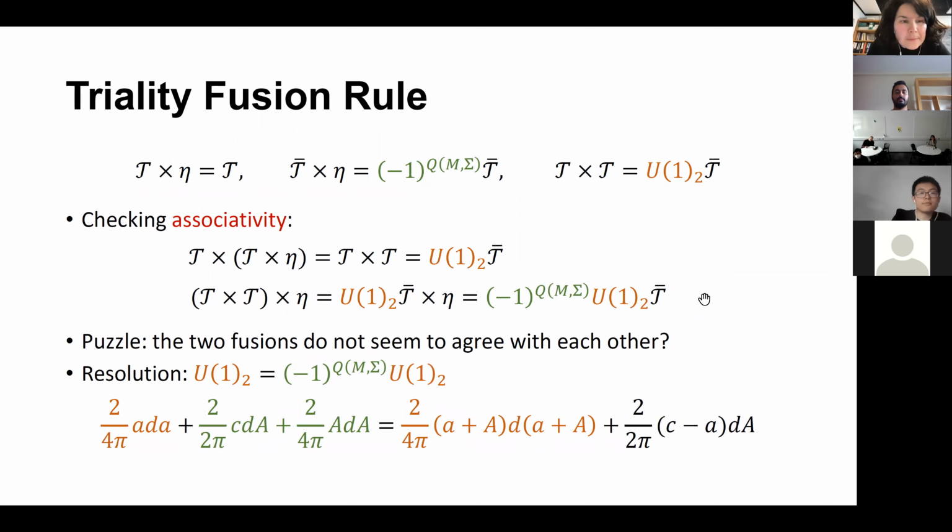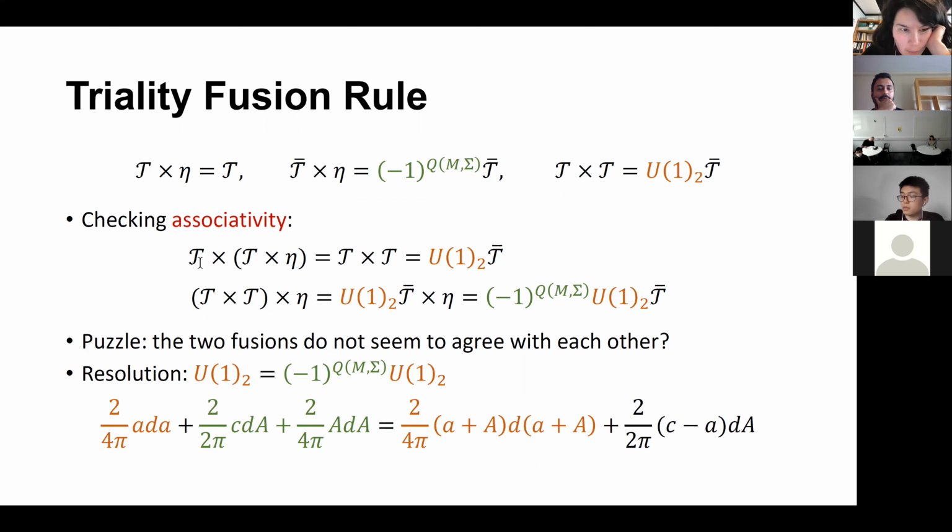So with this triality fusion rule, we can also check various associativity. So, for example, we can consider the fusion of T times T and times eta. So there are two ways to fuse them. So first of all, we can fuse T with eta. So when we fuse T with eta, we can just use this triality fusion rule. So we'll just get T. Then we can fuse T with T again. We'll just get U1 level 2 times T bar.